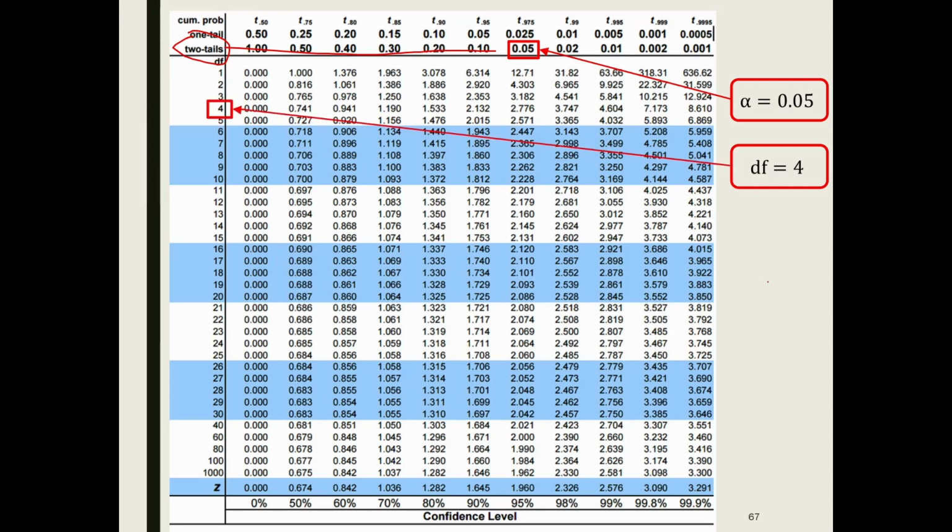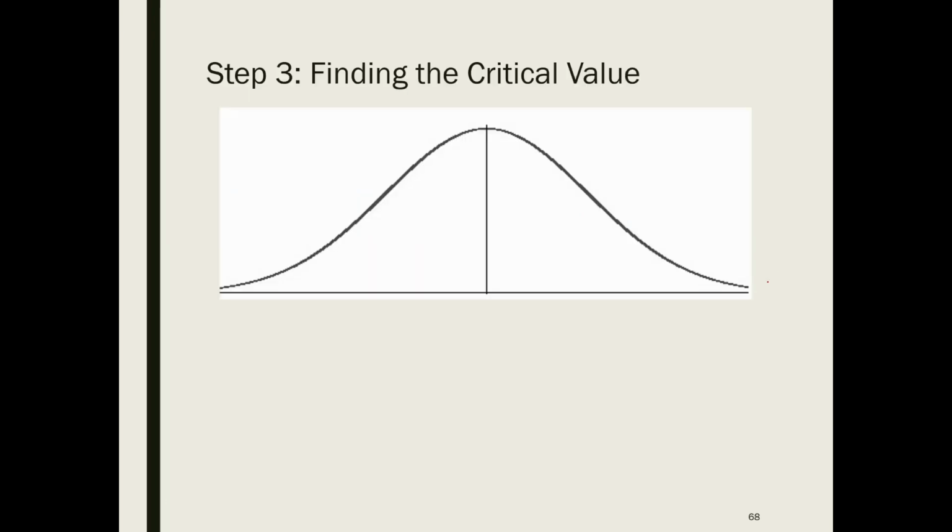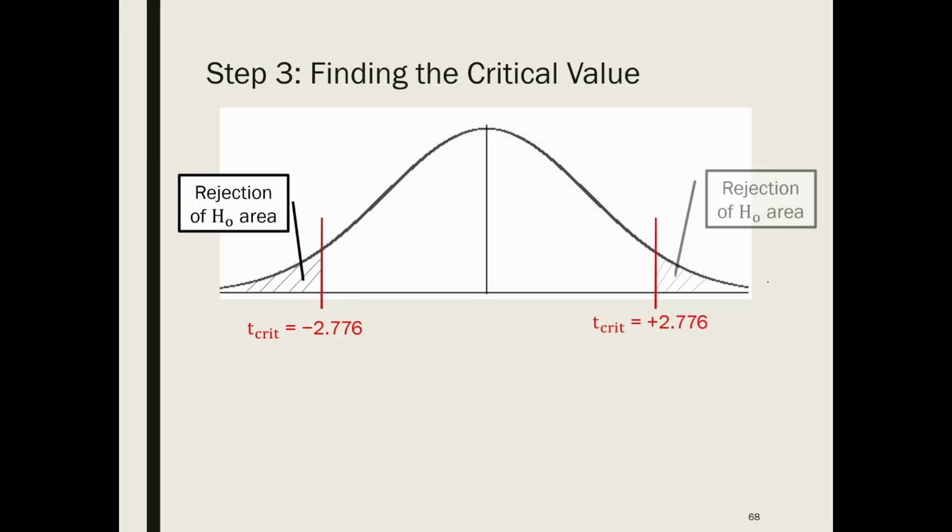Degree of freedom 4, what do we have? 2.776. That's the absolute value of the t-critical. Since we have a two-tailed test, we go either way, a positive side or a negative side. So we have a positive 2.776, and we also have a negative 2.776. Mark this on the graph.